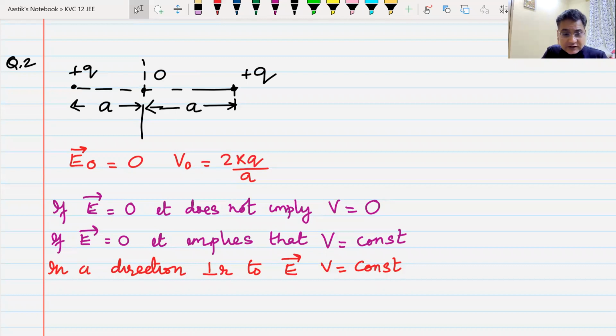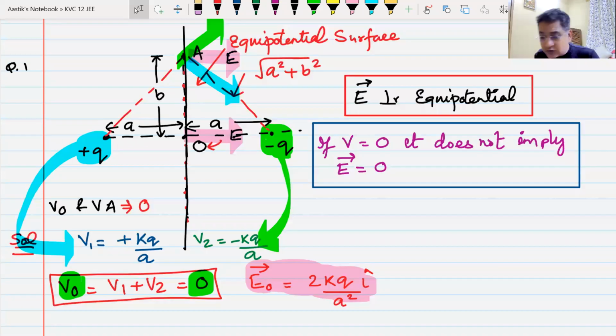Now remember, the way the question would be asked in the examination hall would be in confusing language. That means if V is 0, E can be 0, E may not be 0. If E is 0, V can be 0, V may not be 0 as well. So if one is 0, the other may be 0, may not be 0. If one is not 0, then also the other may be 0 or may not be 0. Do we understand this? Yes, sir.